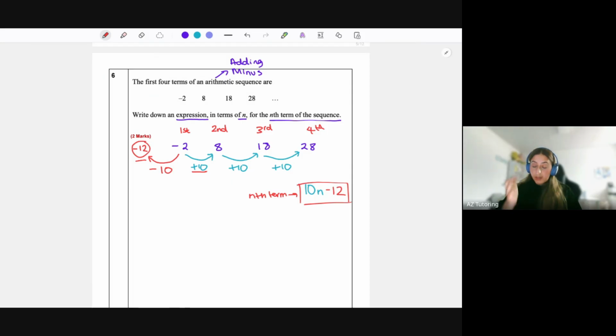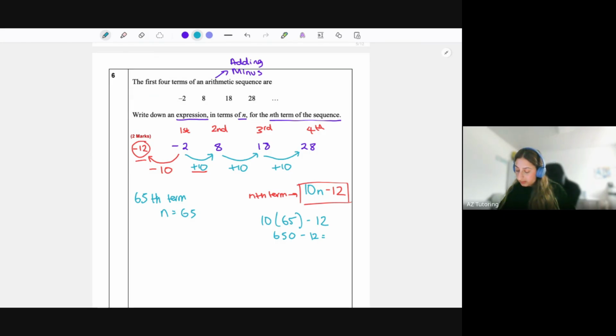So now what that means is, let's just say the question says find the 65th term, that just means make n 65. So if I just sub it in, I can do 10 times 65 minus 12. 10 times 65 is 650, minus 12 is 638. So my 65th term is going to be 638. So that's what that means. When you find the expression, you're able to find any term. You can find the 1000th term, the millionth term.